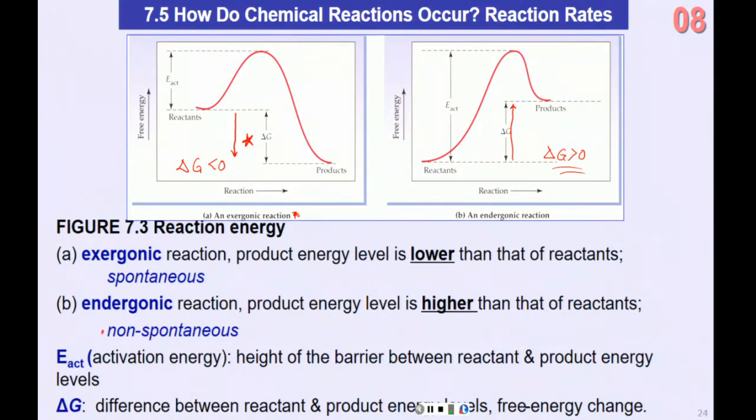Remember that this includes not only the heat of reaction, delta H, but it depends on the temperature and the entropy change. Not that you're going to calculate them all, but it's valuable to realize that delta G and delta H are not the same, but delta G is what we need to know to determine whether something is spontaneous.